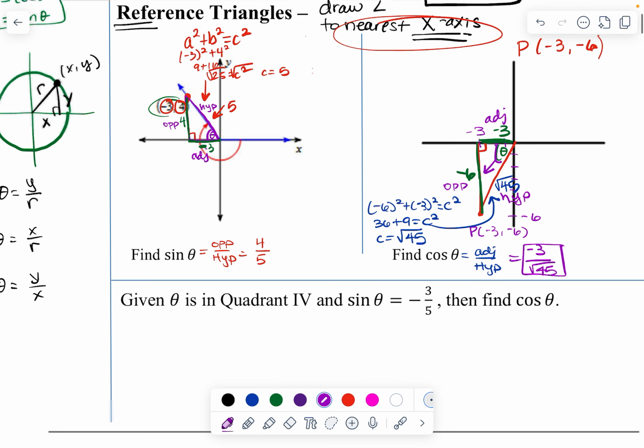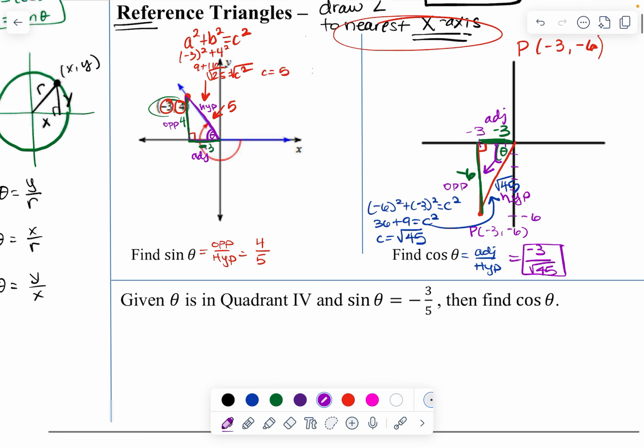And it says, hey, sine is -3/5. Remember, sine is opposite over hypotenuse. That tells me that the opposite side is going to be -3. So here is -3, and the hypotenuse side is 5. We know the hypotenuse is always going to be positive because a hypotenuse can never be negative, because it's a sum of two squares.